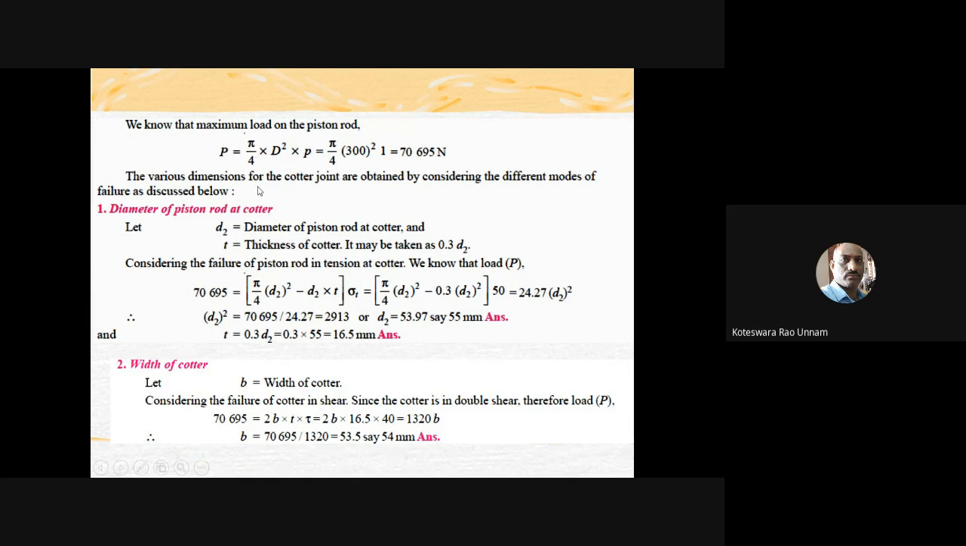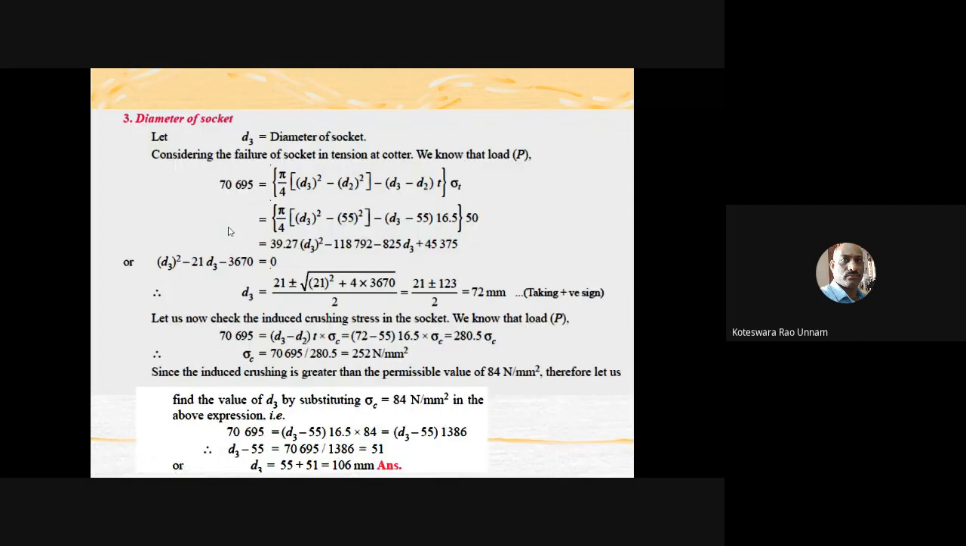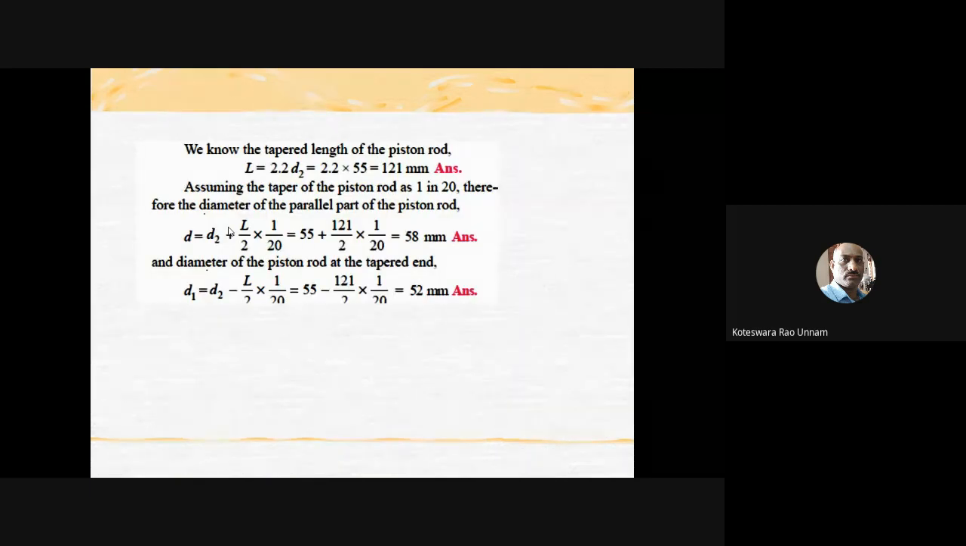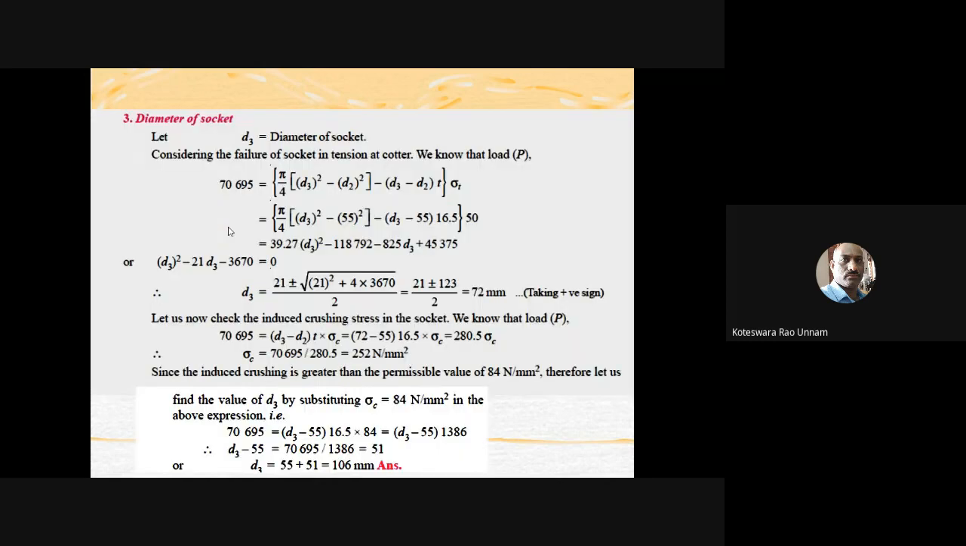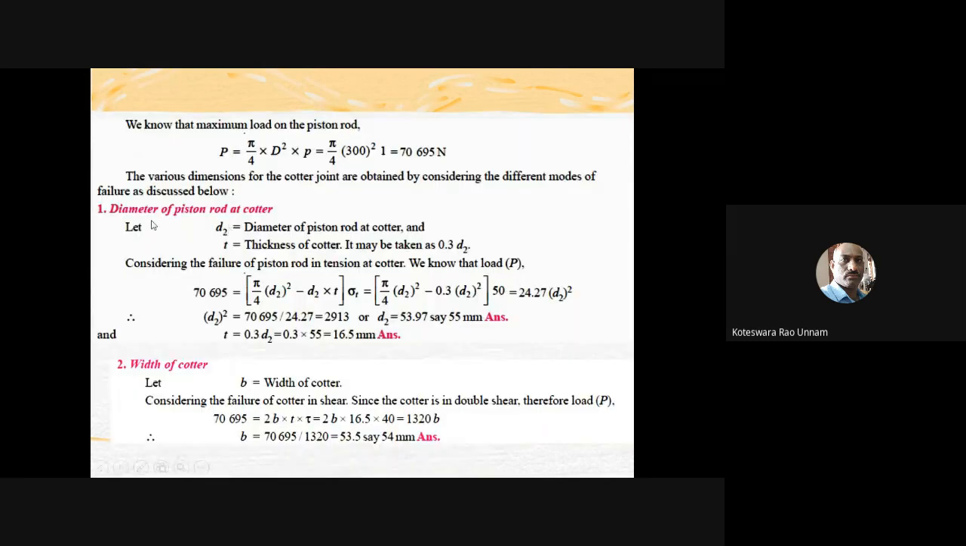Now see here, first we calculated the load. Load is nothing but π/4 into D squared into pressure. That comes out as 70,695 newtons. Why has he directly calculated the D2 value? Maybe it is missing. Okay, D is calculated using empirical relations. No problem. So the diameter of the piston rod at the center, D2.